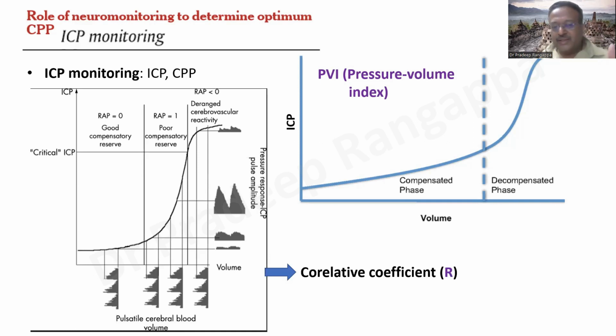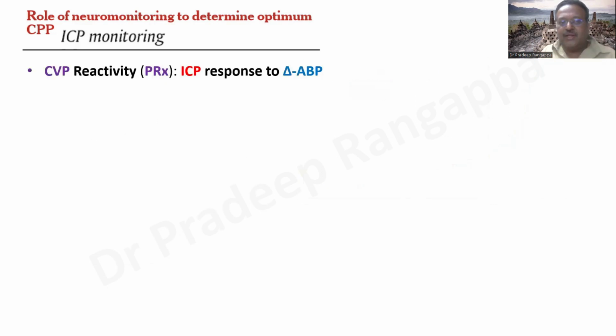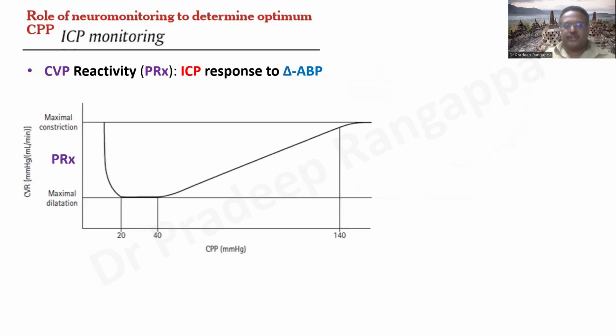And these are plotted against the pulsatility flow within the blood vessels, and there is a good correlation with how your pulsatility flow also gets affected, which is indicated as a correlation coefficient. So those are the derived indices from the ICP monitor. Then there's something called the reactivity index, which is how the ICP responds to changes in the arterial blood pressure.